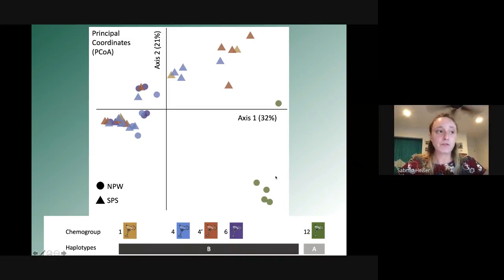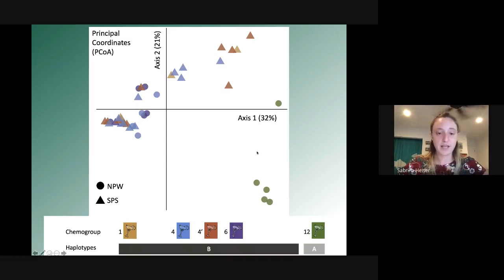So first of all, we've got haplotype A or chemogroup 12 that is clustering down here. So that was quite nice to see that the individuals that we had identified to be in different haplotypes separated or clustered independently from each other, showing that that sort of genetic differentiation is continued with our multilocus genotypes.